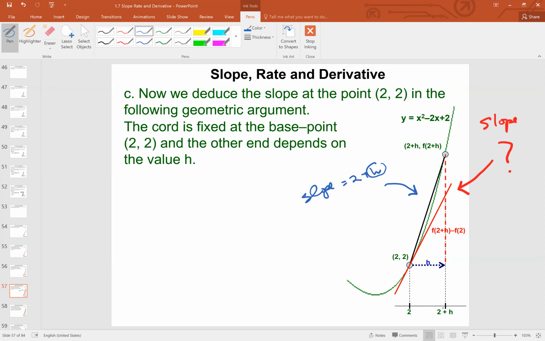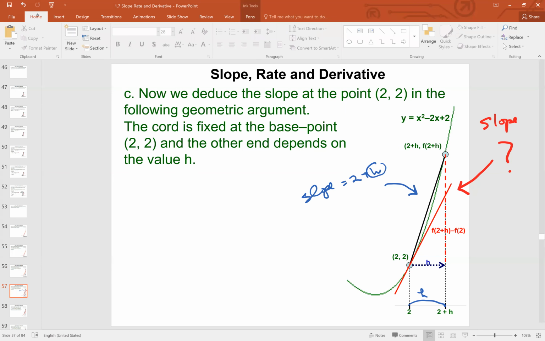And what's the h? H is how far the neighbor is from 2, this distance from here. So what I do is I say, okay, now I'm going to let this h turn into a variable, meaning the point at this end gets closer and closer to the point 2. Keep calculating the slope of this black chord over here as I swing down, and I get an answer as h becomes smaller, smaller, goes to 0.